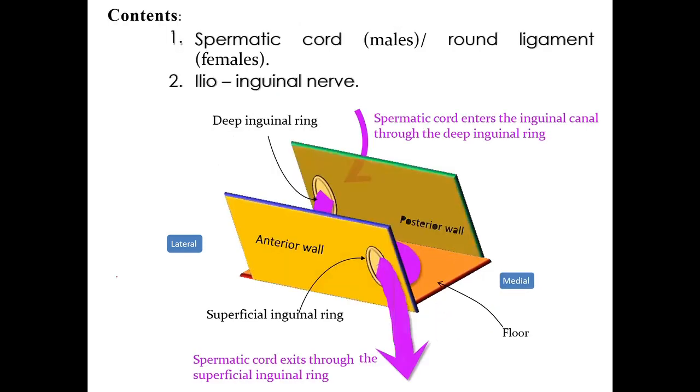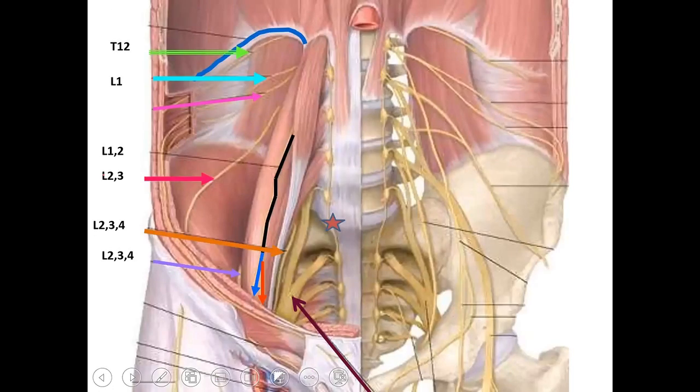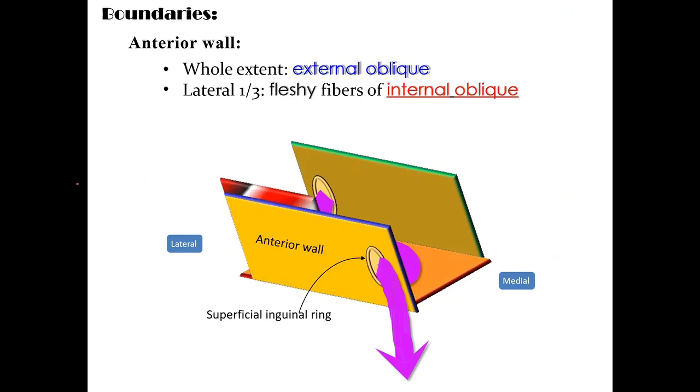Now look at how the content passes. What is the content of this canal? The spermatic cord. You see how it enters the canal from the deep ring, takes an oblique course, coming out through the superficial ring. The contents are spermatic cord in males, round ligament in females. The ilioinguinal nerve runs along the spermatic cord. It's not part of the contents, but they run along. Okay, this is showing the origin of the ilioinguinal nerve.